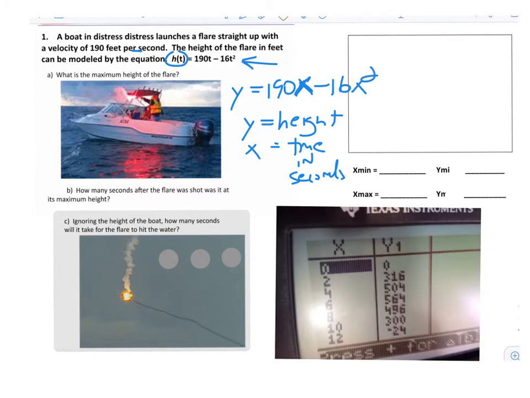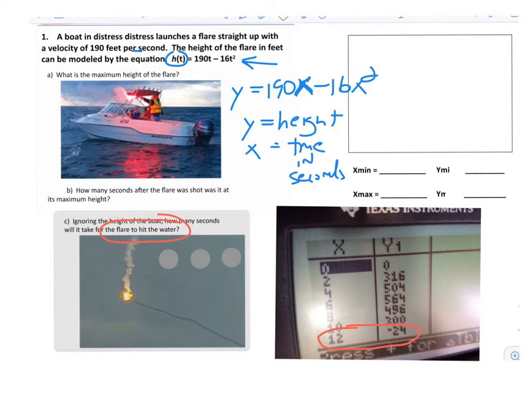Now I entered my equation into my calculator and I went to the table, and I went up by 2's just to show you that it looks like x is the time in seconds, y is the height, and it looks like by the time you get to about 12 seconds, the height is negative, meaning it's really underwater, because this flare is being shot up to alert a plane, and then it's hitting the ocean and fizzling out and going underneath the water. So all the action takes place up to about 12 seconds.